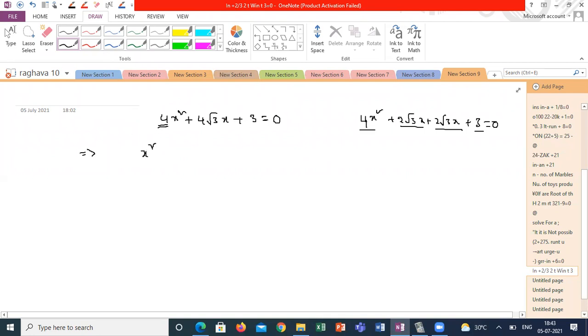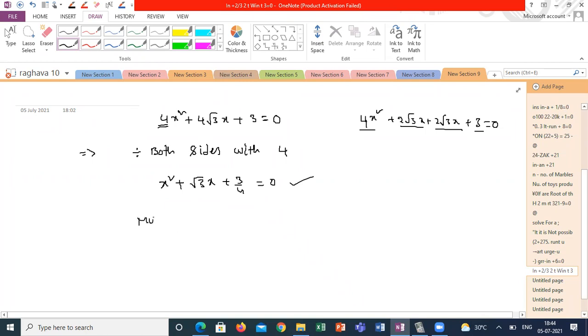So I will get x square. Make the x square coefficient 1. Divide both sides with 4. I will get x square plus root 3x plus 3 by 4 is equal to 0. Is it clear, everyone? What is the first step? Is it clear?